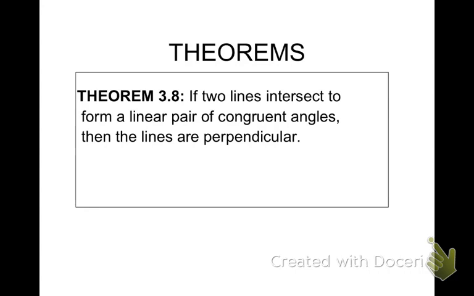So let's think about this. What does it mean to have a linear pair? You might have just written it on your blue paper. If a linear pair, then what? They're supplementary, right? They add up to 180. So if we had two lines intersecting to form a linear pair, so here's a line, there's a line.